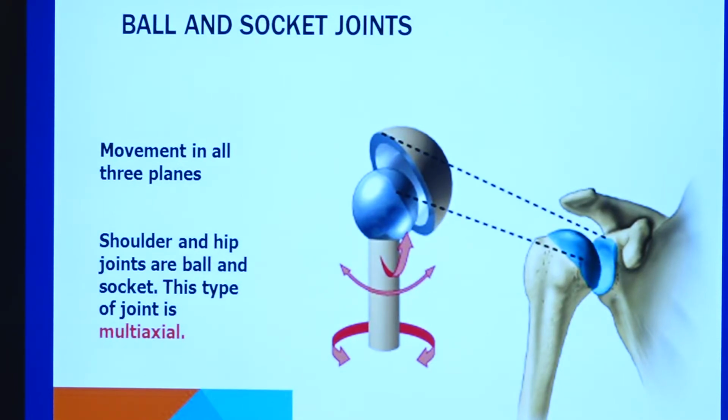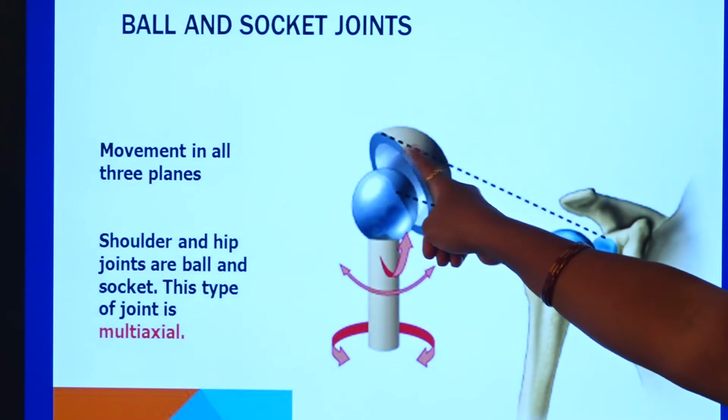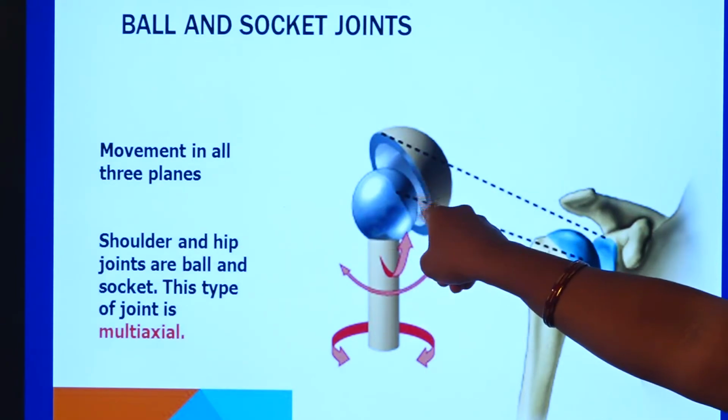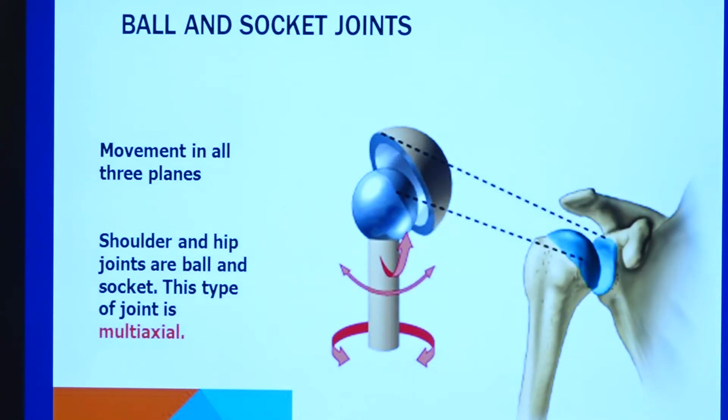So what are we seeing here? In a pectoral girdle you can find there is a glenoid cavity. The ball or the head of the humerus is being fixed over there.